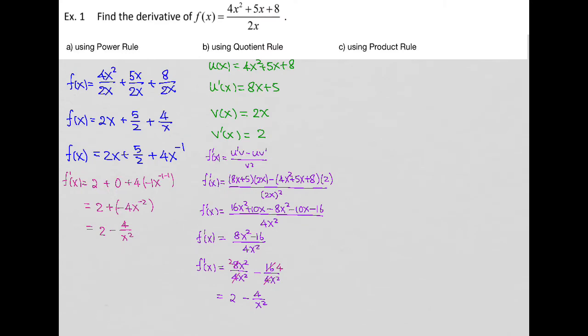Next, we're going to use the product rule to do this. In order to use the product rule, we have to write f as a product. That means we have to bring up the denominator.